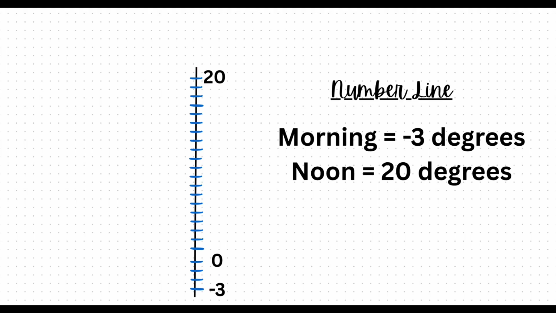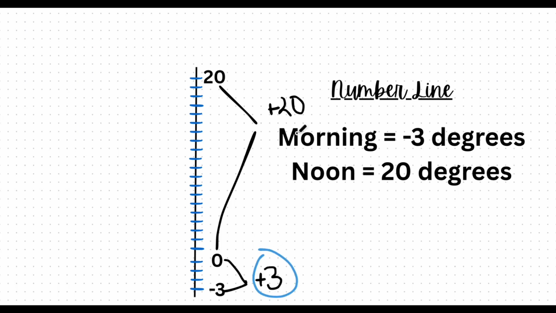So we're going to find the absolute value, so the distance between negative 3 and 0. The distance between negative 3 and 0 is 3. And then we want to find the absolute value from 0 to 20. So how many steps is it from 0 to 20, or how many degrees? So once we count that from 0 to 20, there's going to be 20 steps. And then we're going to add our two absolute values together. So a 3 plus a 20, that means it's going to be 23 degrees warmer by the time it got to noon.